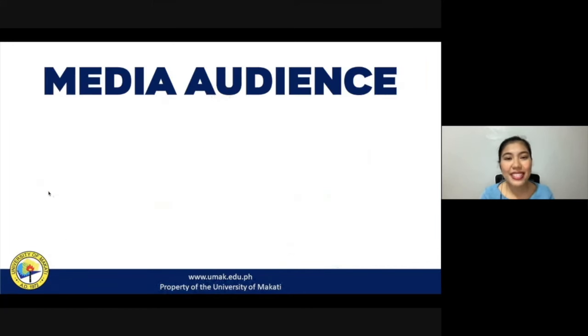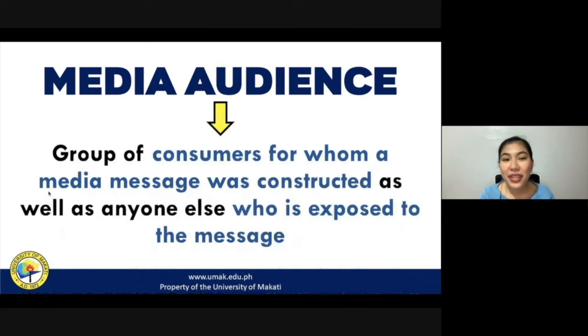Last but not the least, we have the media audience. Media audience refers to the group of consumers for whom a media message was constructed, as well as anyone else who is exposed to the message itself. Basically, these are all the people who watch, who listen, who read, who use different media formats and products.